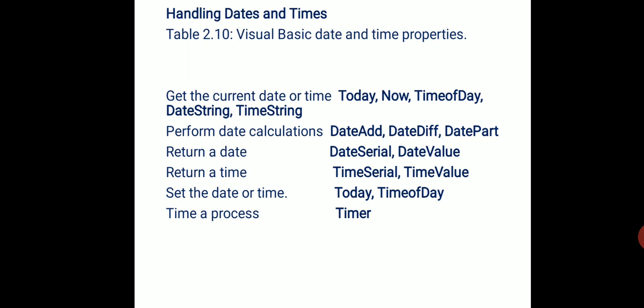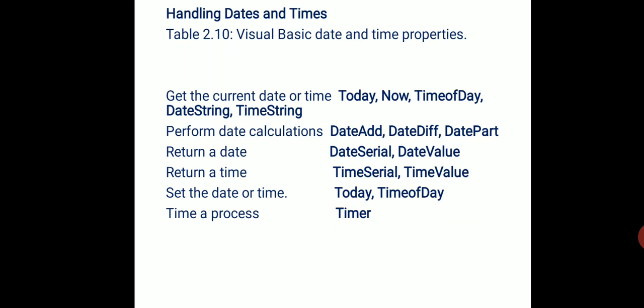See, next one, handling dates and times. You have some date and time properties. To get the current date or time, you can use the date and time properties, that is Today, Now, TimeOfDay, DateString, TimeString. Using these properties you can get the current date or time.